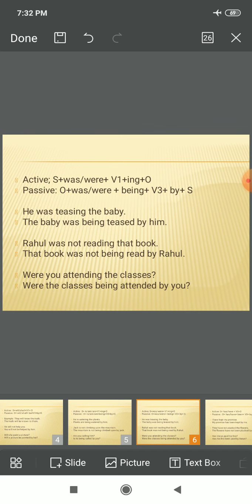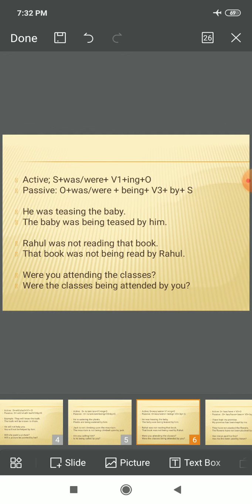See, he was teasing the baby. Teasing, tease is the first form of verb, plus ing. Along with that, the baby as an object would come in the beginning. The baby, was will remain was because he is singular and the baby is also singular. The baby was being teased by him, right?